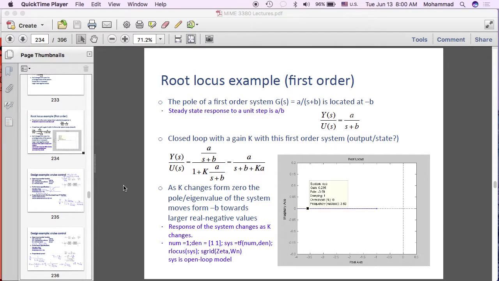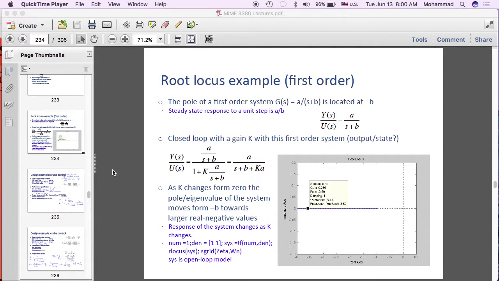We started the conversation about feedback control, and to be more specific, it's negative feedback control, where we compare the output of the system with the reference input, and we decide what the input to the system is going to be based on that comparison.